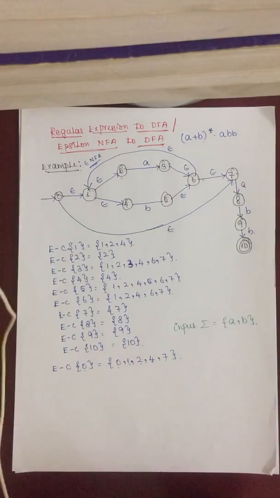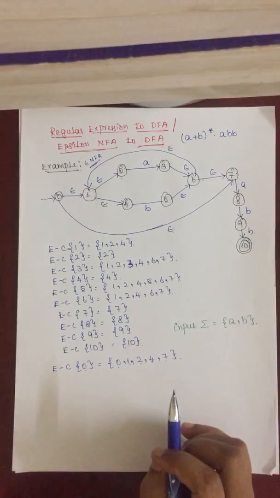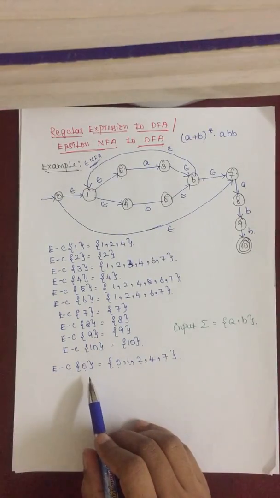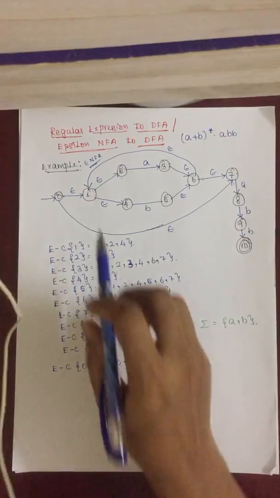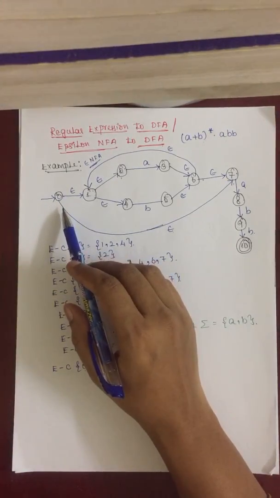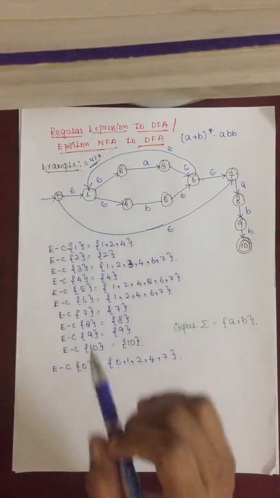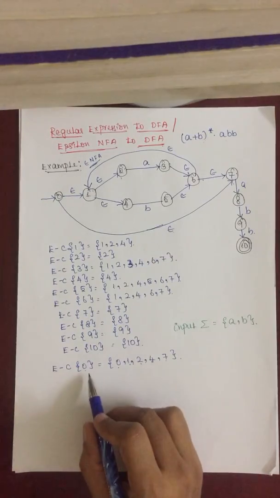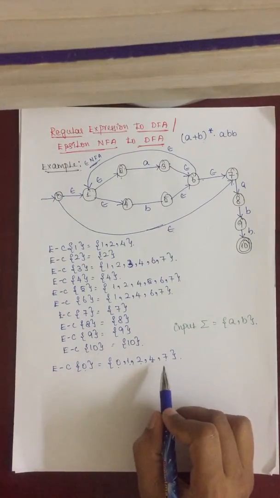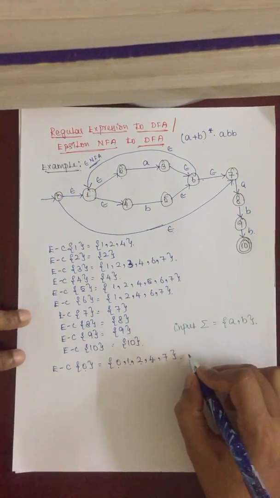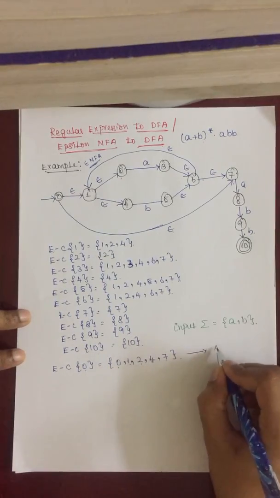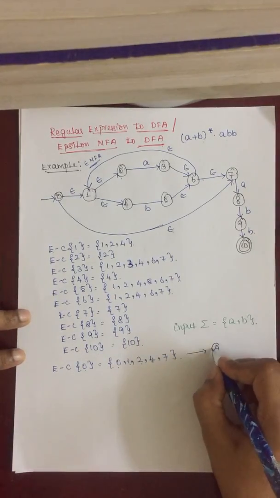Now we are just going to start from the E-closure for 0 step, right? Since the state 0 is going to be the initial state, we are just going to take the E-closure for 0 first. So E-closure for 0, we are getting all these possible states actually. So we just mark it as the state A, right?